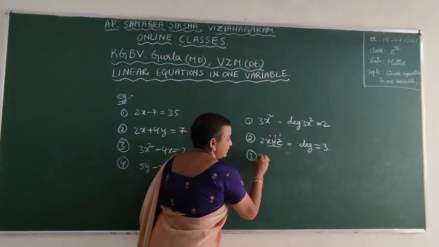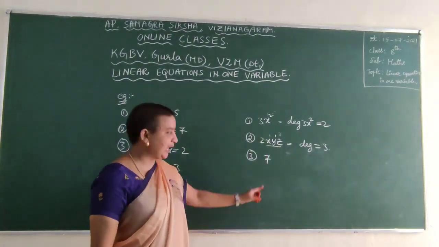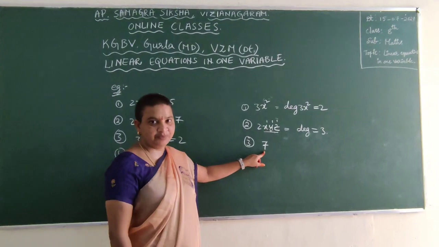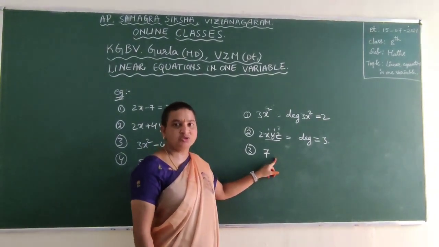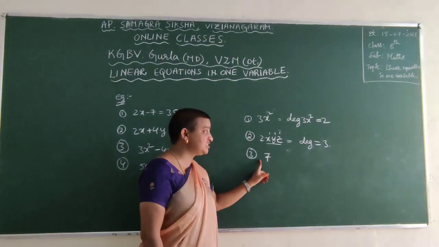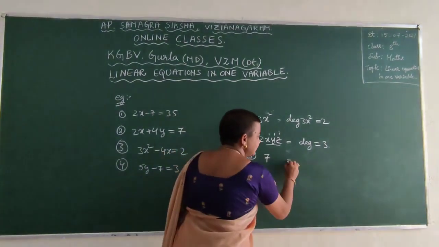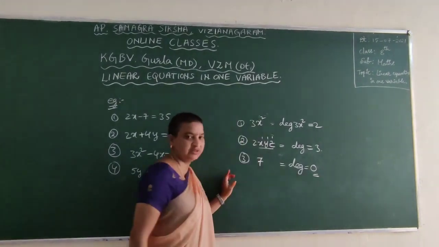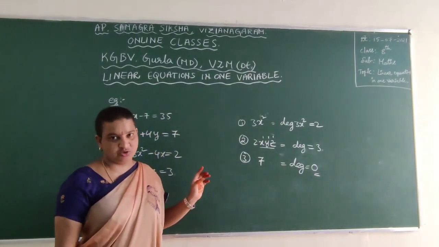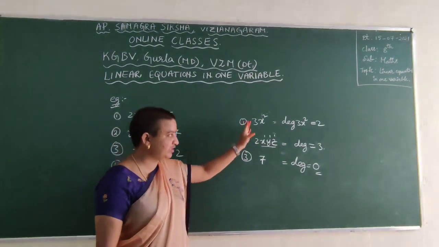And the next one, 7. Only the constant term 7 is written. What is the degree of this term? Is there any variable? No. So the degree of a constant term is 0. Okay children, do you understand about degree?